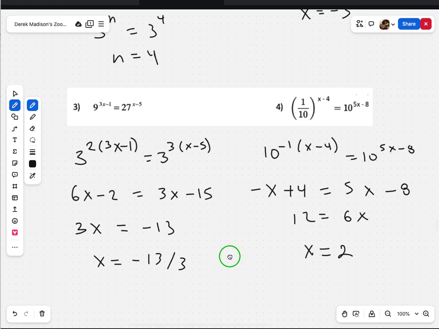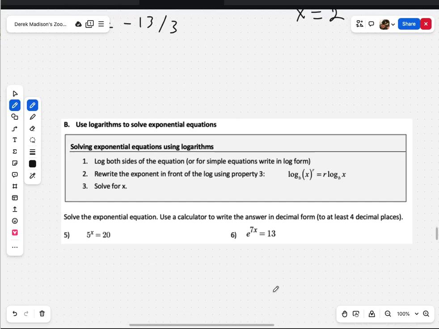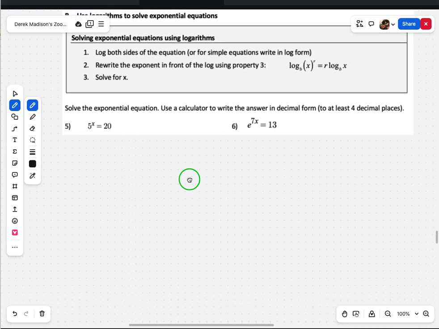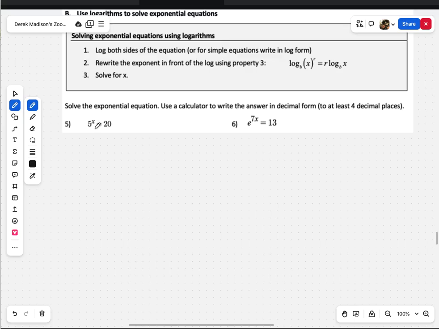Next up, we're going to have the ones where that doesn't work. So it's all great when you can rewrite it with a common base. What power do I raise 5 to get 20? And the answer is going to be somewhere between 1 and 2, because 5 to the first would be 5, 5 to the second would be 25, but I can't do anything clever with that 20.